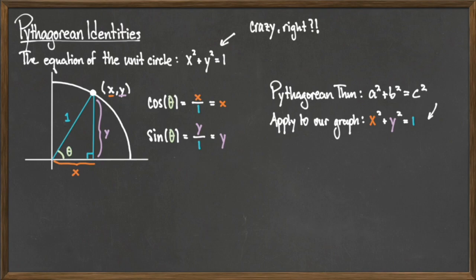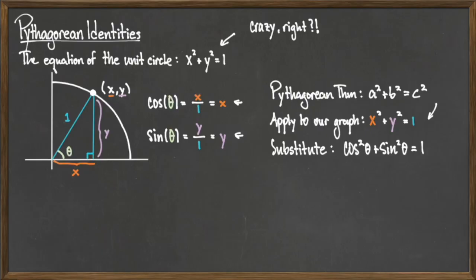But the reason that we're bringing this up is that I have an identity between x and cosine of theta and y and sine of theta. I'm going to take my equation x squared plus y squared equals 1, and I'm going to substitute x for cosine of theta and y for sine of theta. When I do this, I get the equation cosine squared plus sine squared is equal to 1. And it turns out this equation is always true.